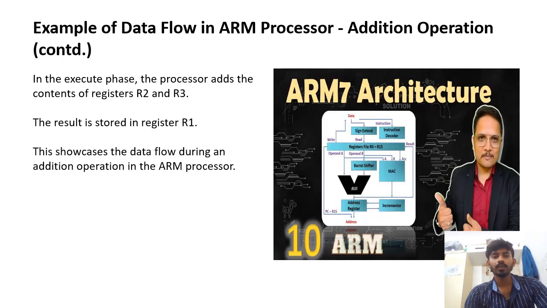Here is the continuation of the example of data flow in the ARM processor, the addition operation. In the execute phase, the processor adds the contents of registers R2 and R3, and the result is stored in register R1. This showcases the data flow during an addition operation in the ARM processor.